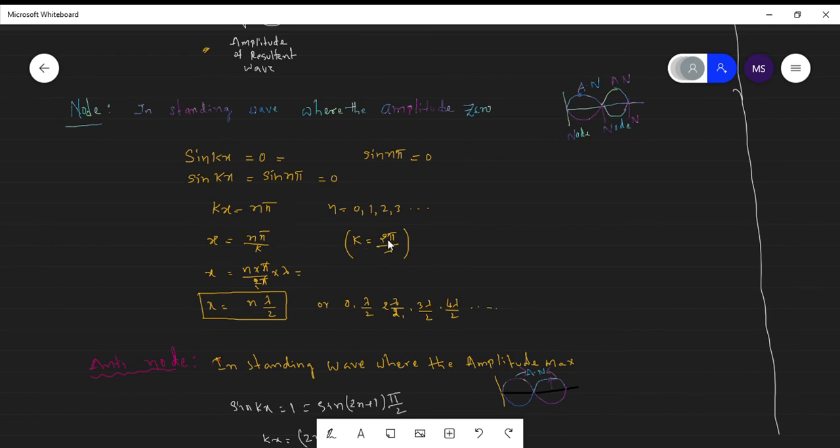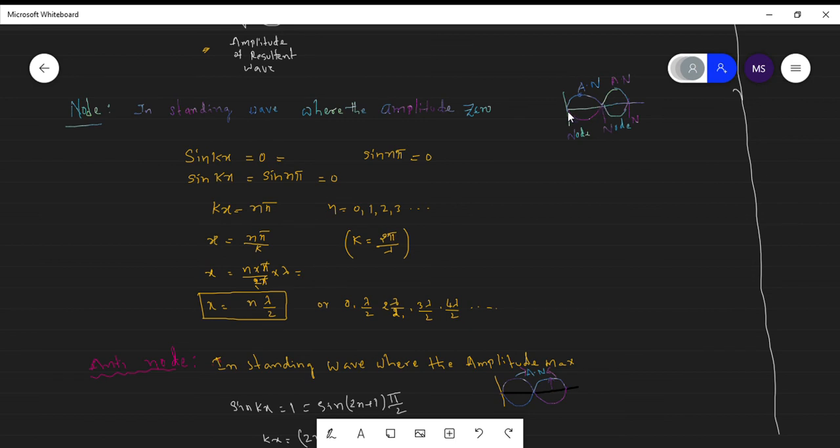Substituting k as 2π by λ, we can get x is equal to n into λ by 2. Therefore n is an integer: 0, 1, 2, 3. 0 into λ by 2 is 0, 1 into λ by 2 is λ by 2, 2 into λ by 2, 3 into λ by 2, like that. So this is the complete wave, and the total length is λ.